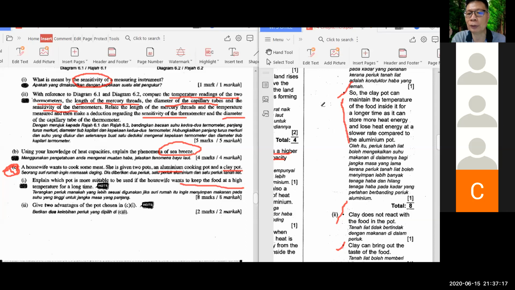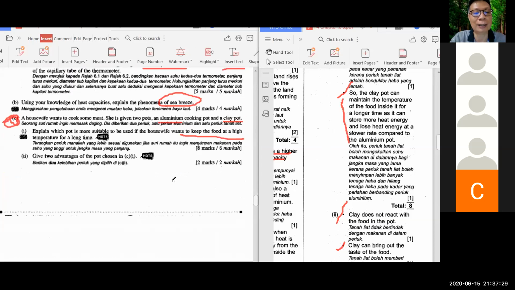But now I'm talking about this Paper 2. Paper 2 has structure questions and essay questions. So you have to work double hard, every one of you. Okay, next.